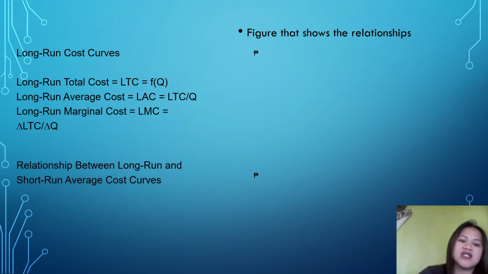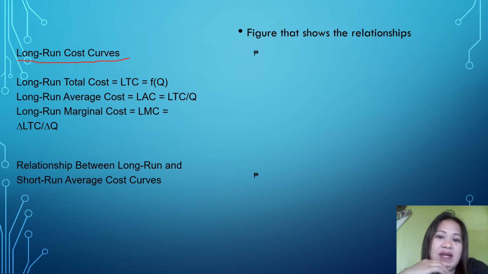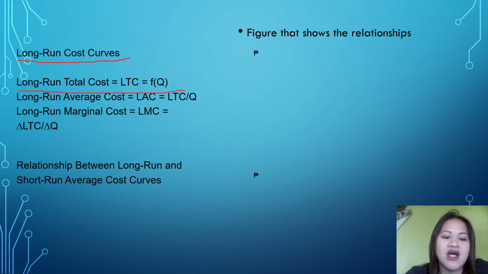Now, let's see the figurative relationship of the different costs here. But before that, let's see what the long run cost is. Remember, I told you earlier that long run cost is different from the short run. In the long run, we could not find actual fixed cost. We only find variable cost because everything in the long run is considered to be variable. Napapalitan at napapalitan lagi ang mga yan. So, most probably, we will have to focus on the long run total cost. But of course, there are also the long run average cost and the long run marginal cost.